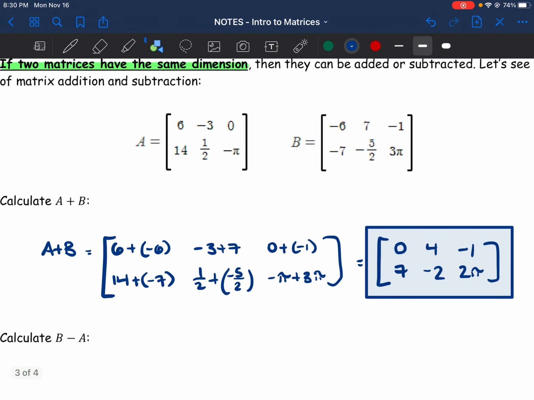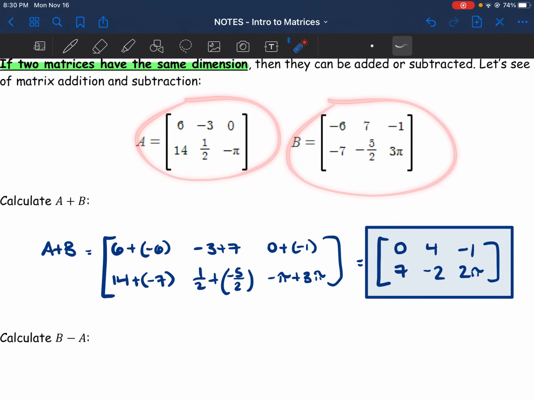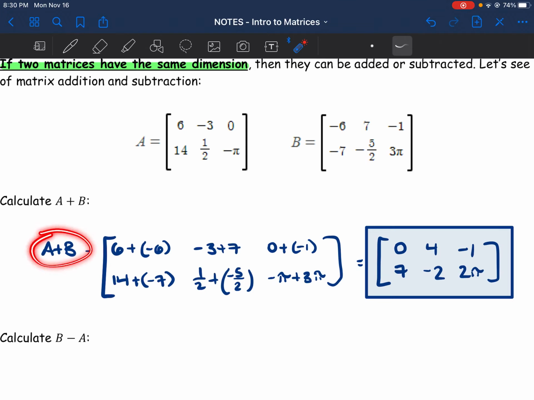Notice that the sum of the matrices is also going to have the same dimensions as the individual matrices. A and B were both 2 by 3 matrices, 2 rows, 3 columns. The sum A plus B also has 2 rows, 3 columns.